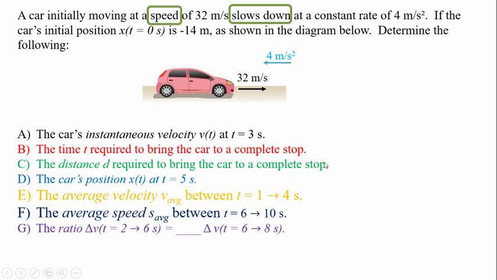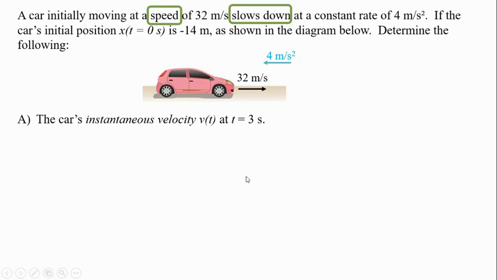So let's go ahead and knock these parts out. Part A asks us to find the instantaneous velocity at 3 seconds. This is pretty light work. I think the easiest way to do it is using the velocity function, which is a times t plus vi.